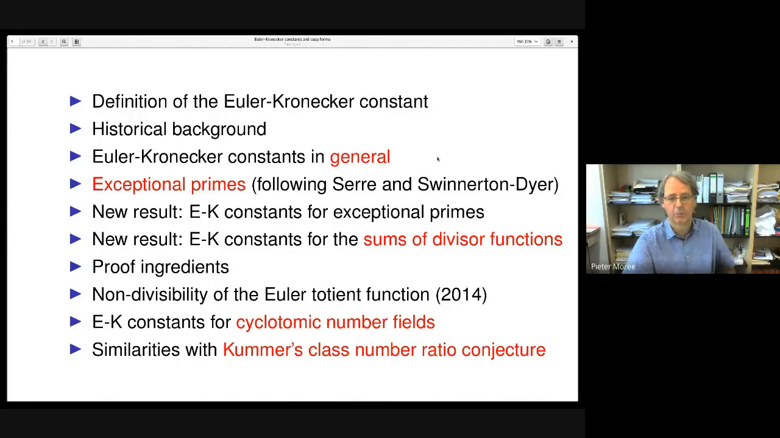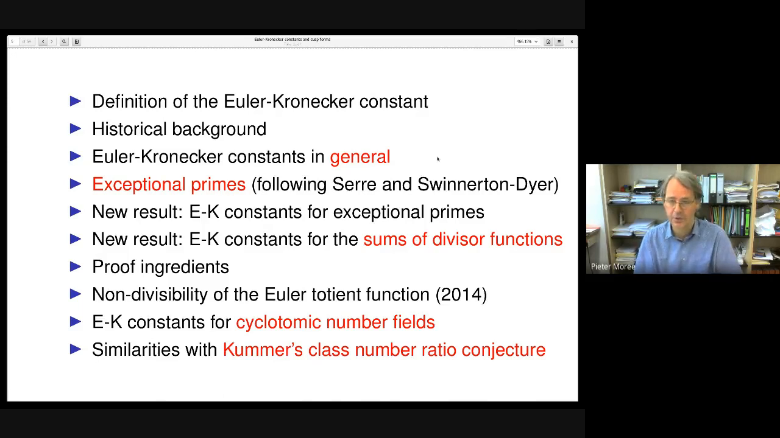And then what we do is, our new result is that we prove something on Euler-Kronecker constants for those exceptional primes. And the other new thing is that we did some Euler-Kronecker constants for sums of divisor functions. And so what is the connection between the two things? The congruences actually involve sums of divisor functions.